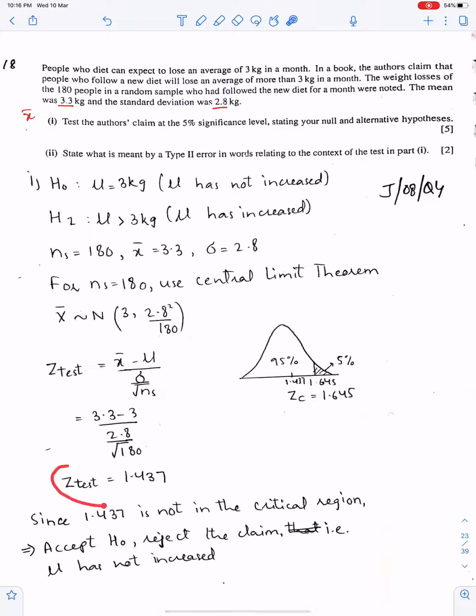When the test value lies in the acceptance region, we accept H naught. When the test value lies in the rejection region, we reject H naught. This is so simple.